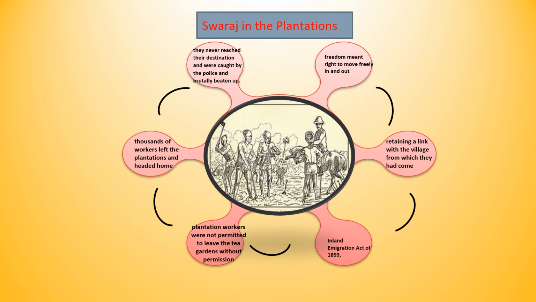But when the non-cooperation movement spread to the plantations, many workers started going against their owners. They left the plantation and headed towards their homes. But unfortunately, they got stranded on the way because of the railway and steamer strike. They were caught by the police and brutally beaten up.